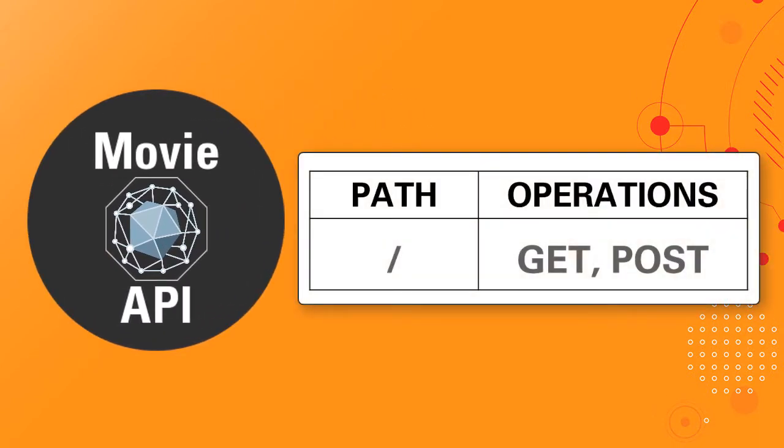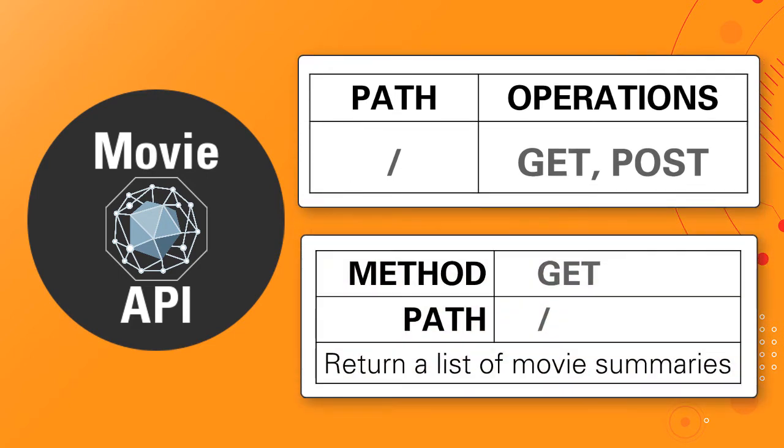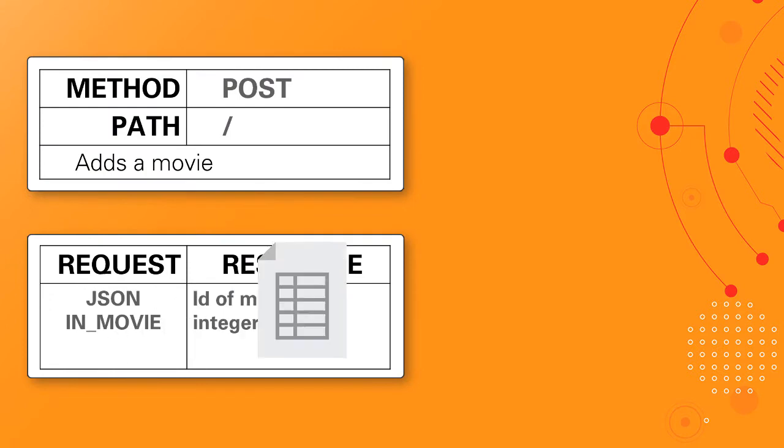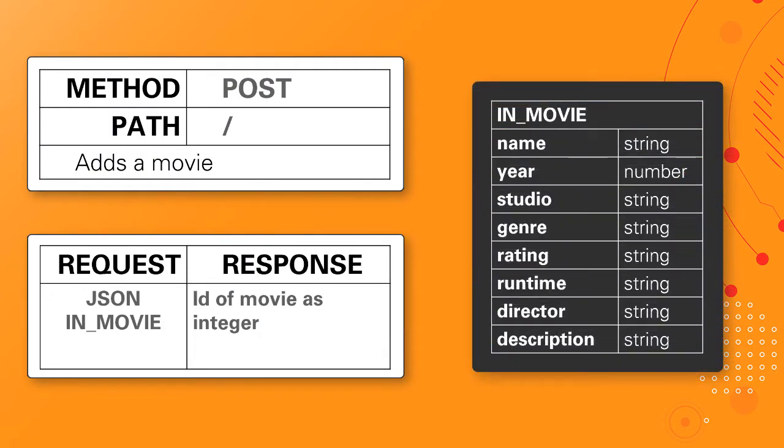Let's revisit the movie application to define an API that makes sense. On the slash path, you can execute only two operations, GET and POST. GET returns the summaries I explained before. Now, the POST adds a movie. The request must be a JSON object with the movie properties: name, year, studio, genre, rating, runtime, director, and description. There is no ID, since that is provided by the database, and thus the service should at the very least inform you of the assigned ID.